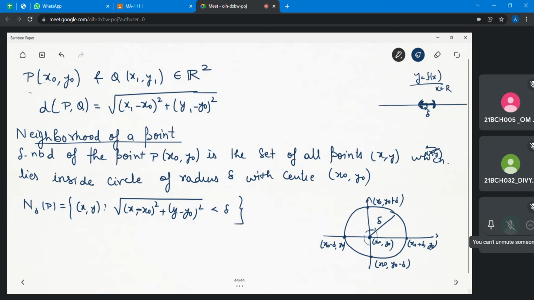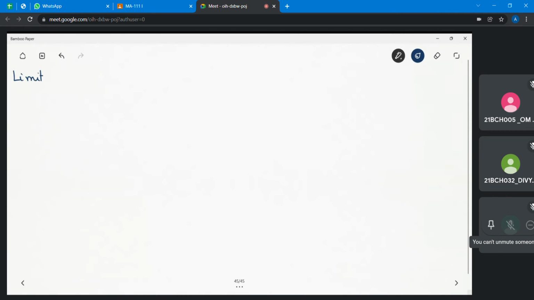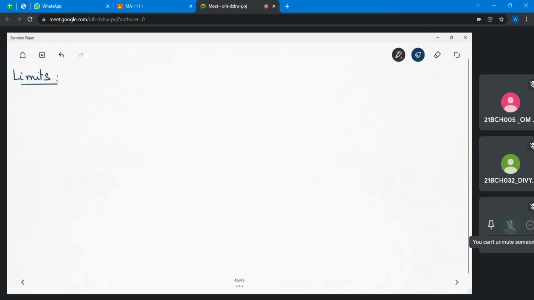Now, what is the limit? How do we define the limit for a function of two variables? Let me write down the definition first. I'm writing down the epsilon delta definition. I'm not sure whether you have studied this epsilon delta definition for a function of one variable, but let me write it down first.